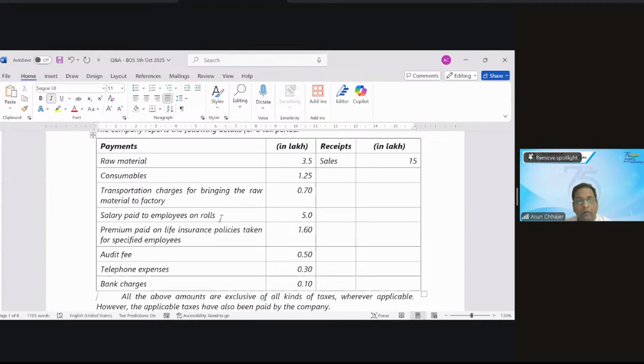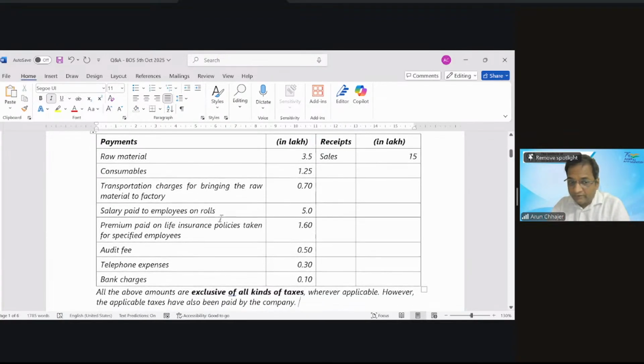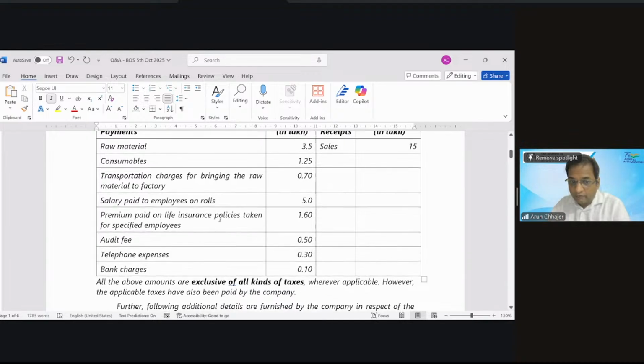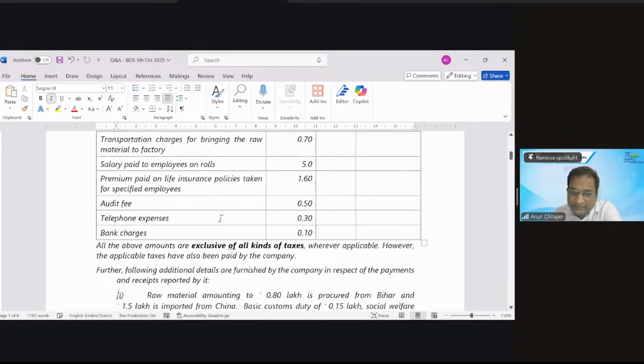All the above amounts are exclusive of all kinds of taxes. So these are the taxable values. None of the taxes are incorporated in the above amounts wherever applicable. However, the applicable taxes have also been paid separately by the company. Additional details are furnished by the company in respect of the payments and receipts reported by it.